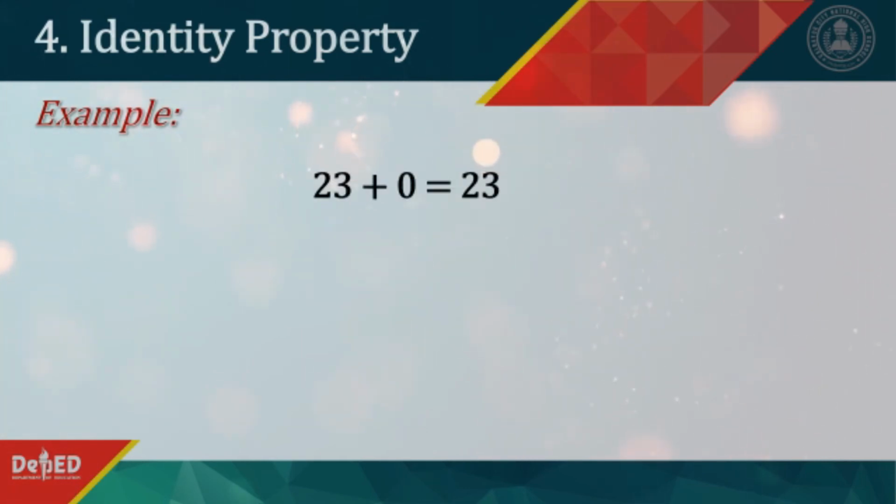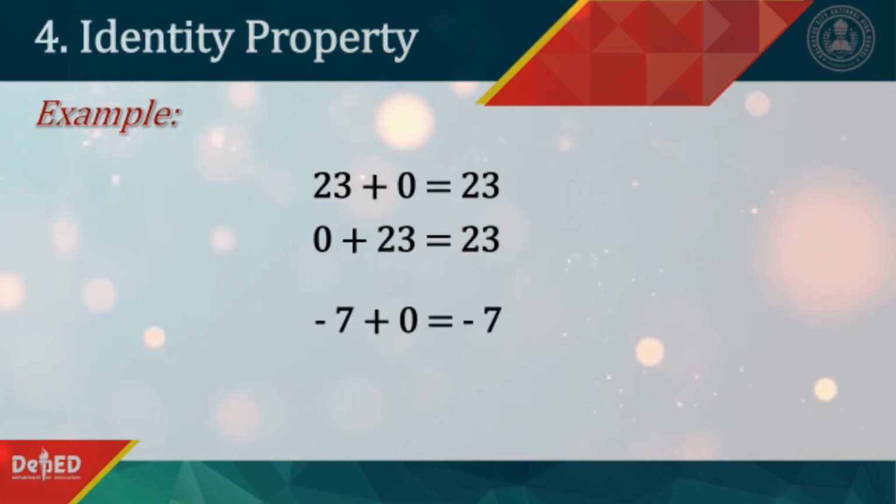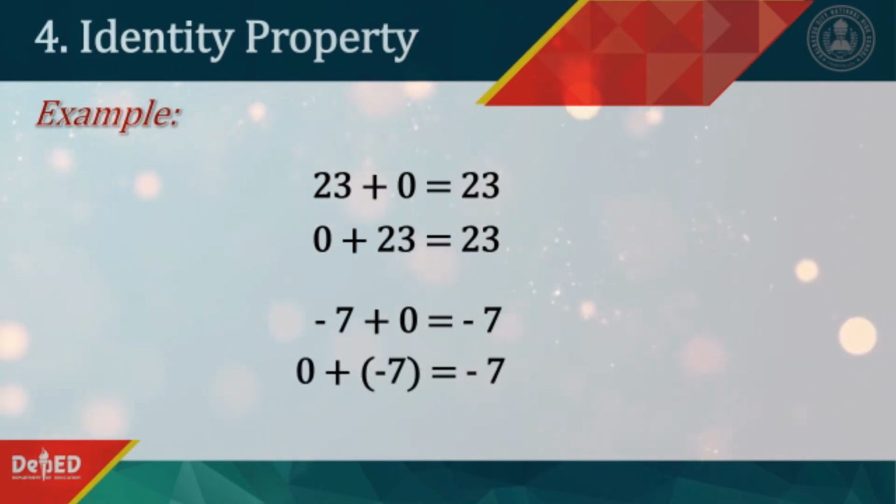23 plus 0 is equal to 23. 0 plus 23 is equal to 23. Negative 7 plus 0 is equal to negative 7. And 0 plus negative 7 is equal to negative 7.